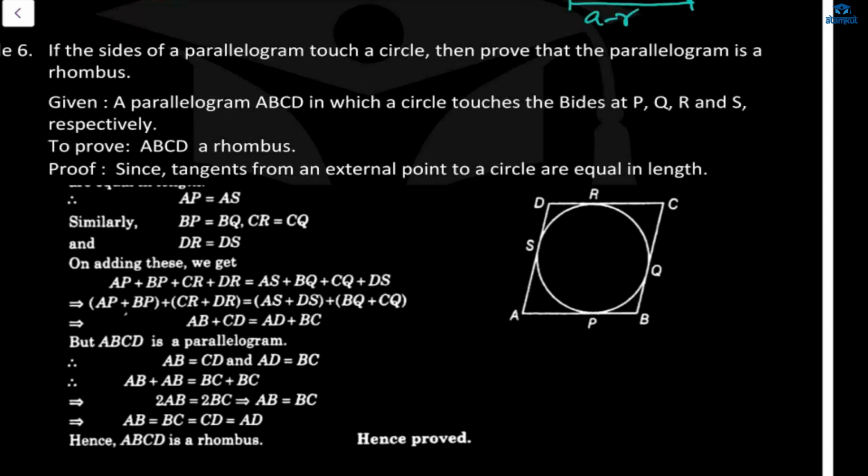Now, what is a rhombus? Do you remember, Safiya? A rhombus is a parallelogram where all sides are equal. All the 4 sides are equal. So we have to prove that AB is equal to BC is equal to CD is equal to DA.